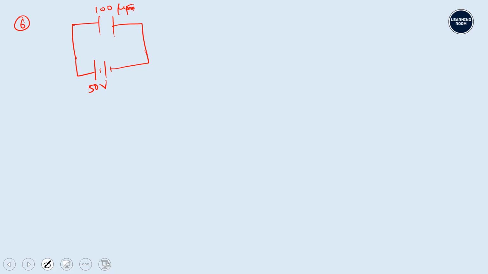The battery remains connected and the plates of the capacitors are separated so that the distance between them becomes double the original distance. The additional energy given to the battery by the capacitor. Initial energy is how much? Half CV square. How much is the value? Half into C is 100 into 10 power minus 6 into V square is 2500. 50 into 25 into 25 is 125. Into 10 power minus 3 is going to be the answer. These many joules is the initial energy.